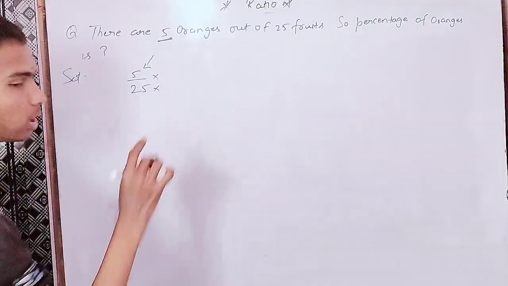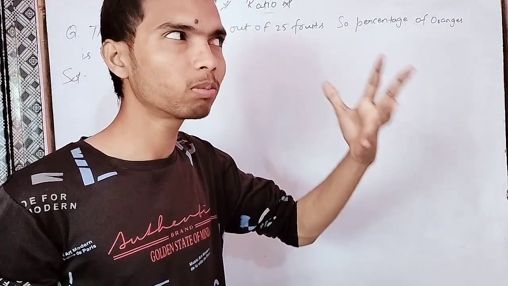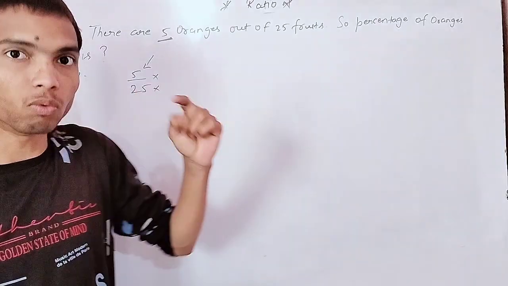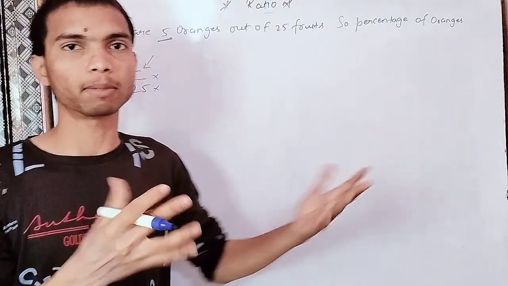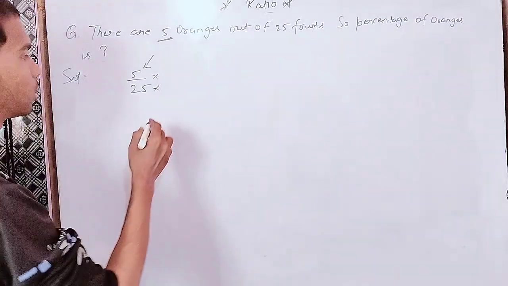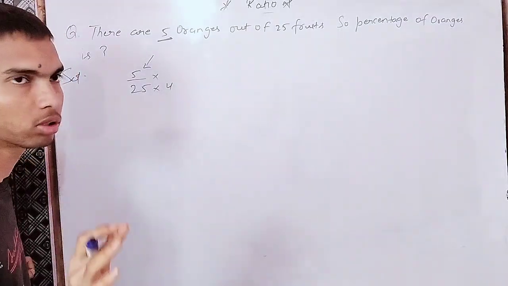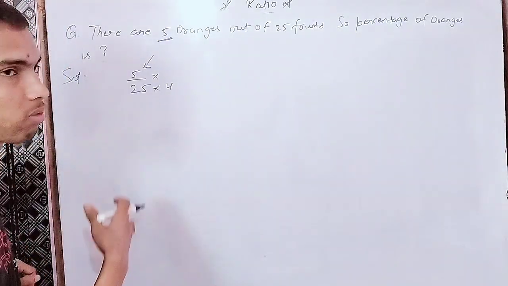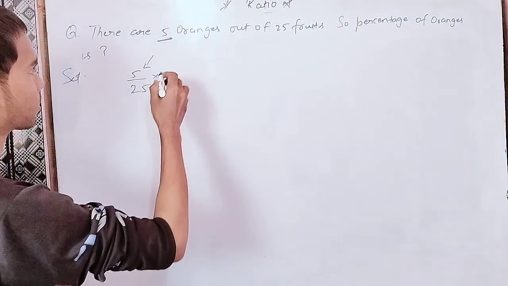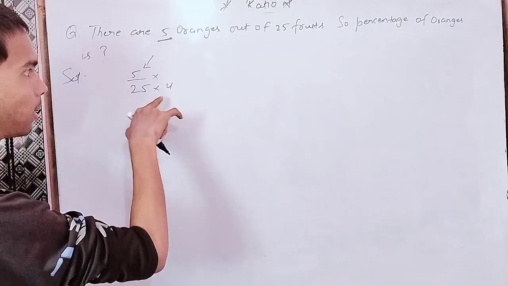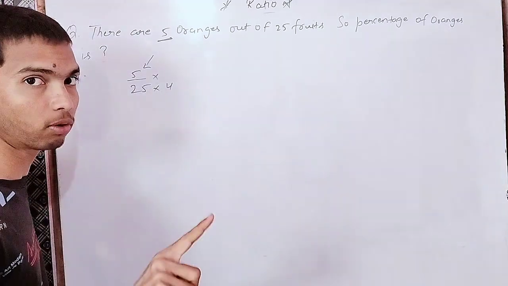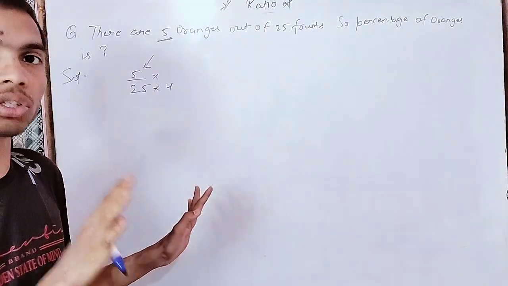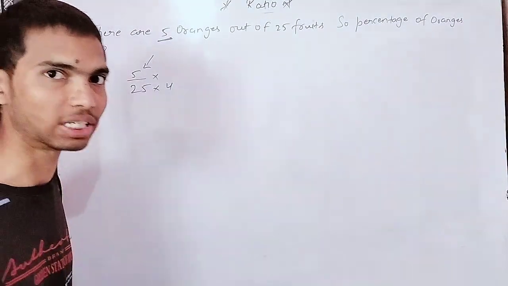So we need to make it 100. Here we think what number we should multiply by 25 to get 100. We need to think. So you would say 4. 4 is the exact number which multiplied by 25 gives 100. So here we write 4 in the denominator, and nothing in the numerator. Then our question is changed.